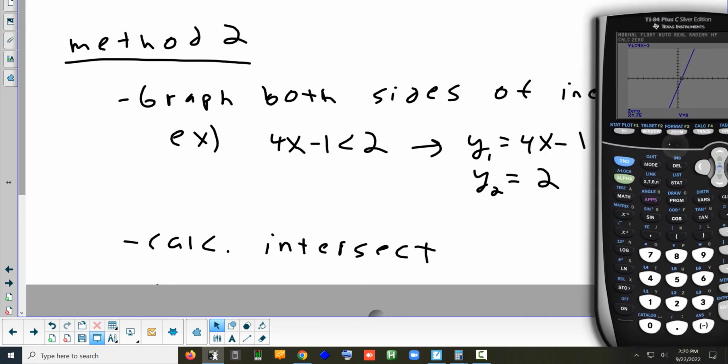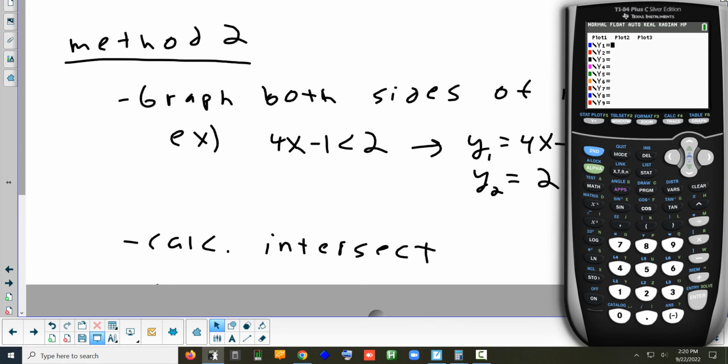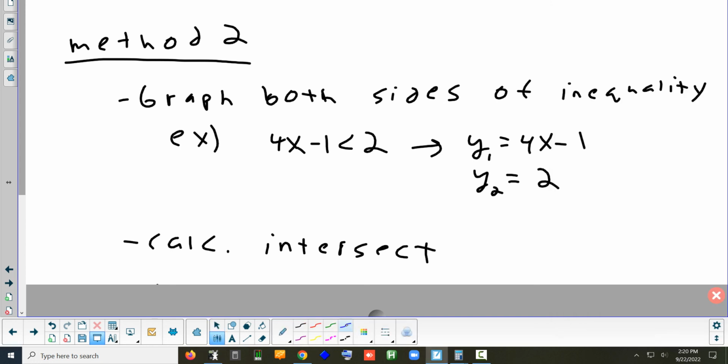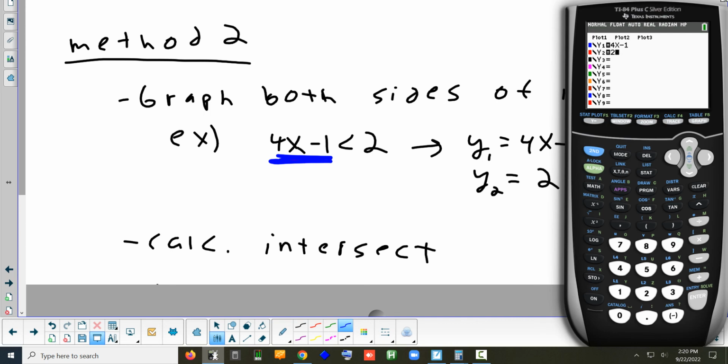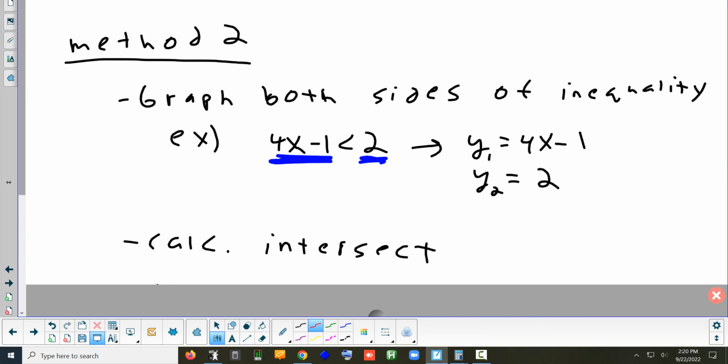So let's put 4x minus 1 into y1. Put 2, which is the other side, in y2. So 4x minus 1, that's the blue. And in mine, the 2 is red. So what I'm looking for is where the blue is under the red. Where is the blue less than the red? If you want to think of it as a color.